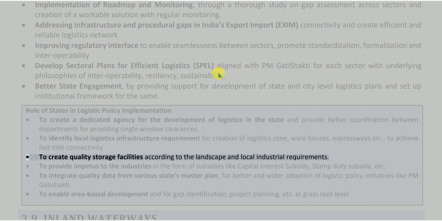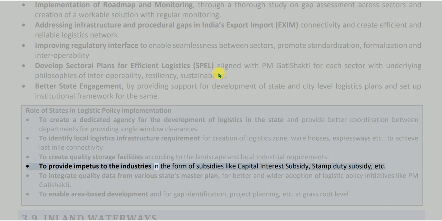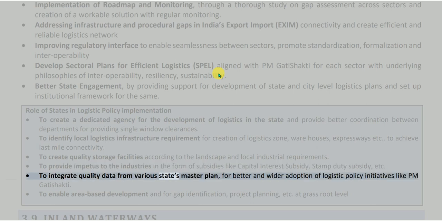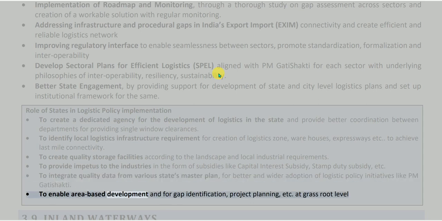To create quality storage facilities according to the landscape and local industrial requirements. To provide impetus to the industries in the form of subsidies like capital interest subsidy, stamp duty subsidy, etc. To integrate quality data from various states' master plans for better and wider adoption of logistic policy initiatives like PM Gati Shakti, to enable area-based development and for gap identification, project planning, etc. at grassroots level.